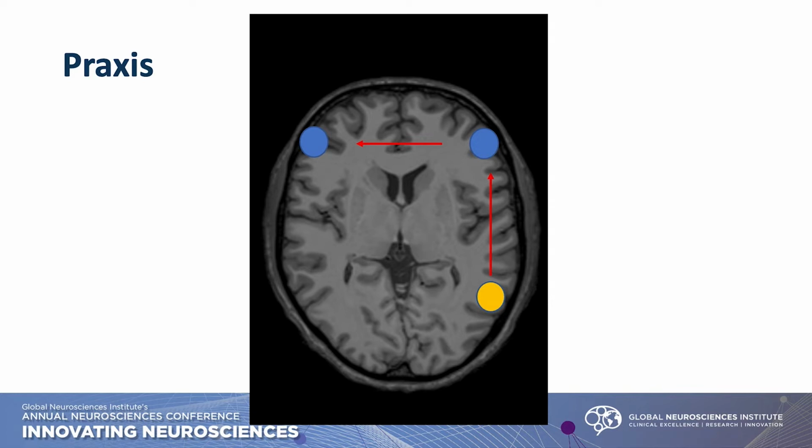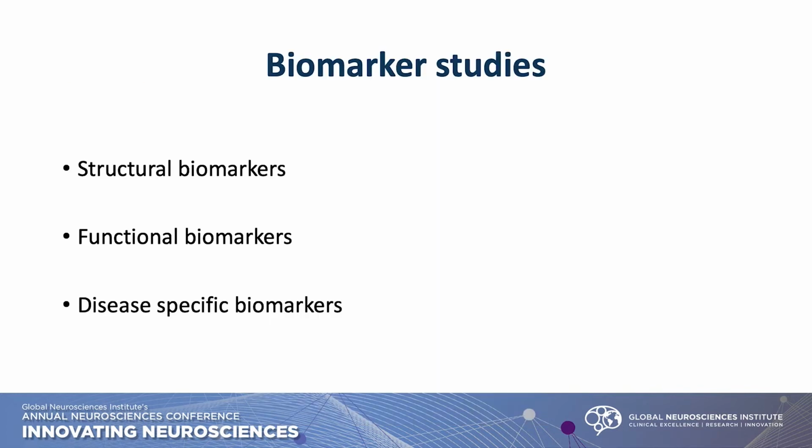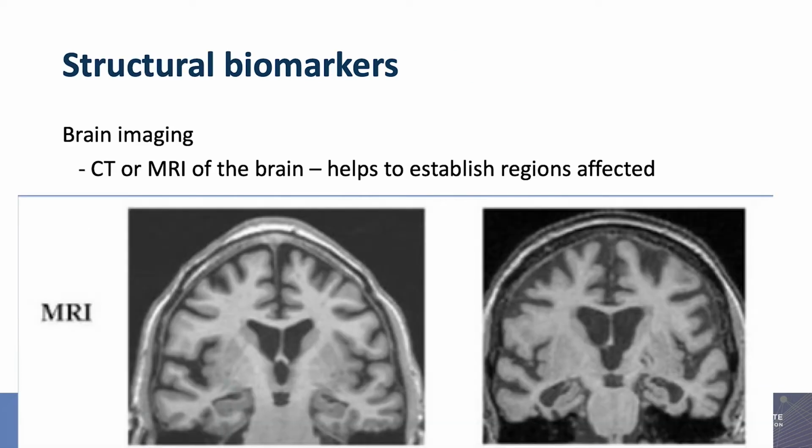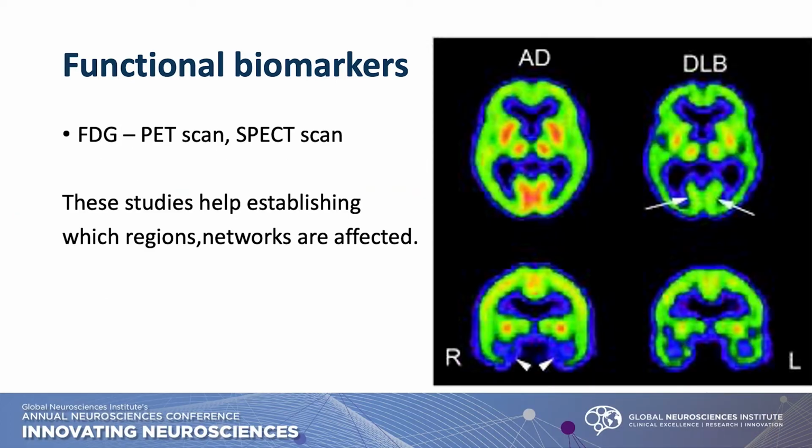Now, again, just for everyone to understand, when I say biomarkers and structural, functional, disease-specific biomarkers, what are we talking about? Structural biomarkers are your CAT scans and MRIs. They help to establish the regions that are affected, whether there is a mass lesion or whether there is some atrophy pattern, like you see here in the image on the right. Clearly, there is generalized atrophy, but also atrophy that is fairly significantly affecting those medial temporal lobe structures. And this, 90% chance probably Alzheimer's, 10% chance other rarer conditions. Functional biomarkers, so that's your PET scans and SPECT scans.